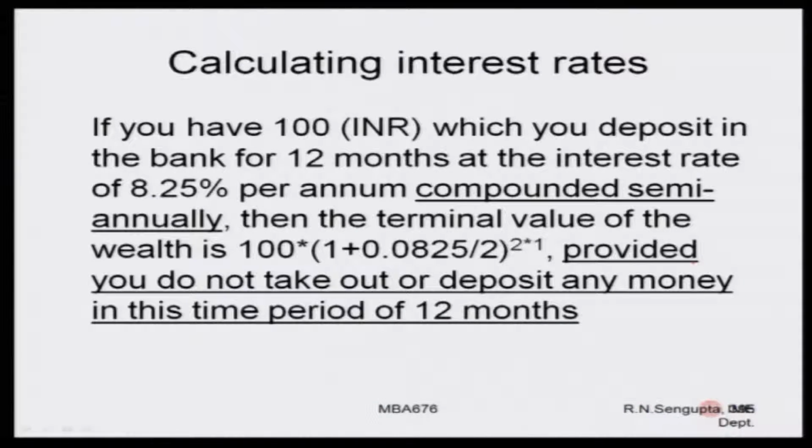Now, if you have 100 rupees deposited for 12 months at an interest rate of 8.25 per annum compounded semi-annually, that is twice, obviously this formula would become 100 into (1 plus 0.0825 divided by 2) to the power 1 into 2, where 1 is the time duration and 2 is the number of times of compounding you are doing, provided you do not take out or deposit any money during the time period of 12 months.